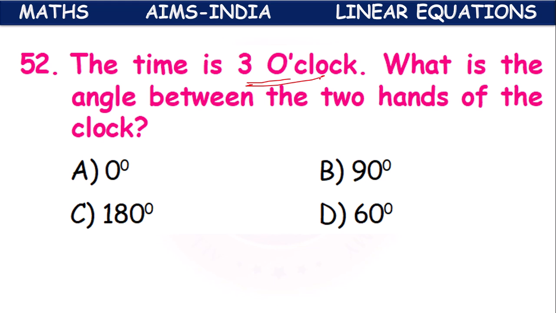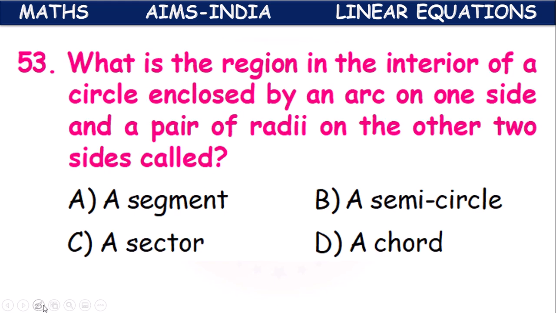The time is 3 o'clock. What is the angle between the two hands of the clock? Time is 3 o'clock, which means the minutes hand will be at 12 and the hours hand will be at 3. They are not considering the seconds hand, only the minutes hand and hours hand. At this time, what will be the angle between the hands? 90 degrees. They are at right angle to each other, 90 degrees. Next slide.